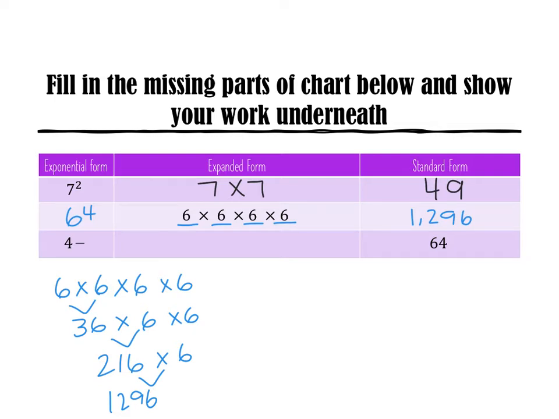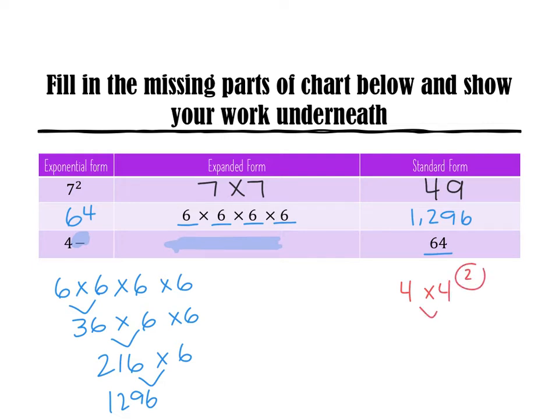Okay, for the next one, it's a little tricky. It's given us our base, and we know that the standard form, or the answer, is 64. We have to determine what the exponent is and then write it out in our expanded form. So what I'm going to do is start guessing and checking. I know that it's 4, so I'm going to start with 4 times 4, because that would be to the 2nd power.